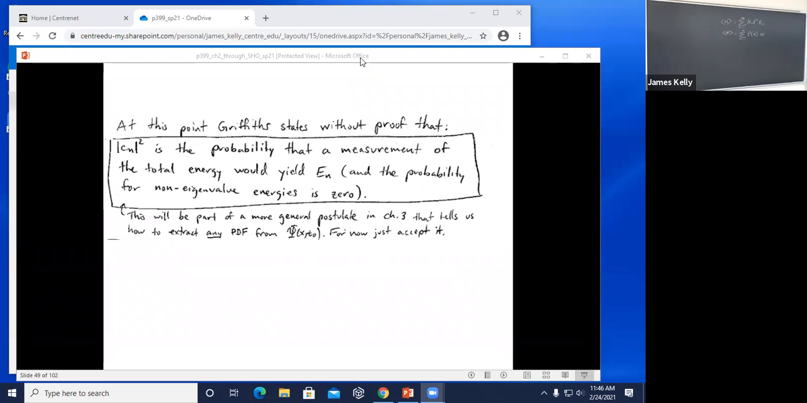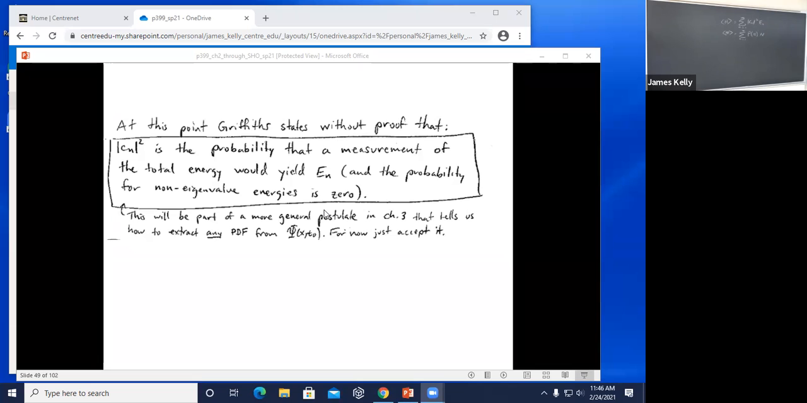Let me go back here and fast forward in the notes. So here at this point in the book, Griffiths states, and if my memory is correct, he makes it sound like it's obvious, but it's not obvious. The evidence is something like this. If you can show this, it seems like this might be the probability of a measurement of energy yielding the nth energy eigenvalue, the probability being 0 for any energy value that's not an energy eigenvalue.